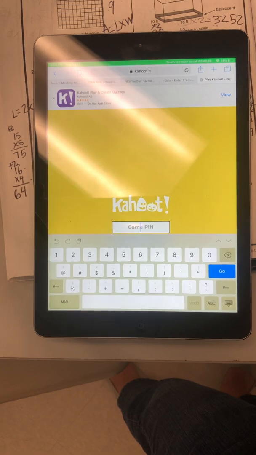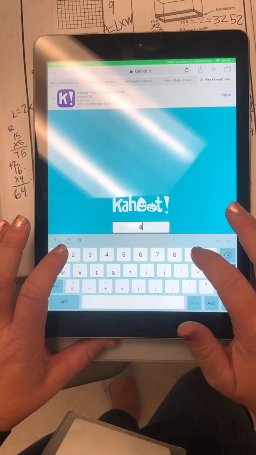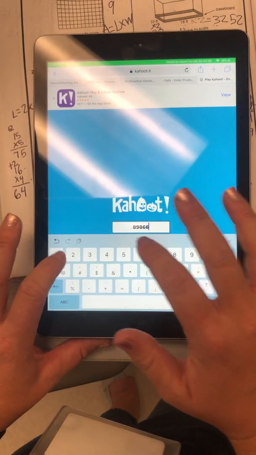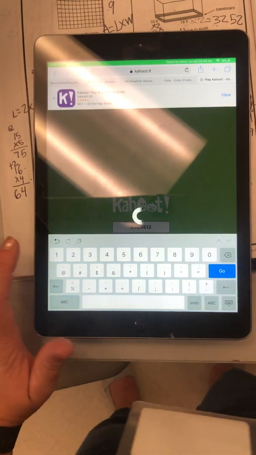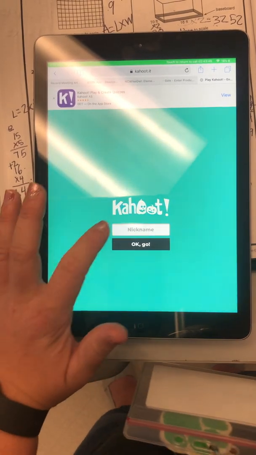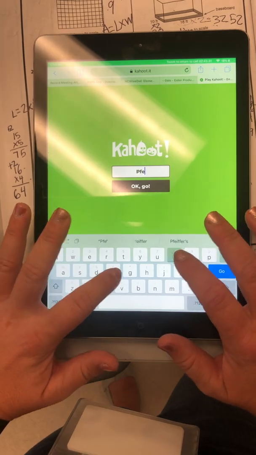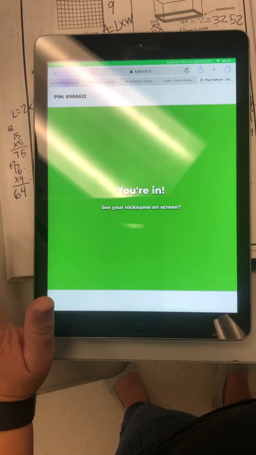All right. So what you're seeing on the left side of my screen, oh, Alex is on already. What you're seeing on the left side is my screen right here. Okay, this is my iPad, see, right there. So I'm gonna put in the game, 8986612. Now, that is where I'm gonna answer my questions. But you need to make sure that you're seeing this screen right here as well. Okay? So you're going to have to go back.